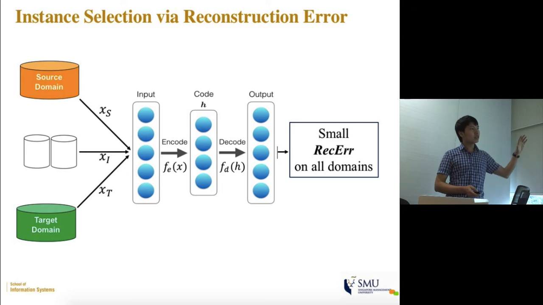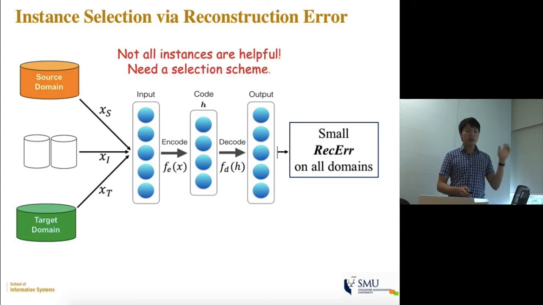So the idea of learning on those instances via the same autoencoder is to have common parameters so that the knowledge can be transferred from the source domain to the target domain. Let's move on first.